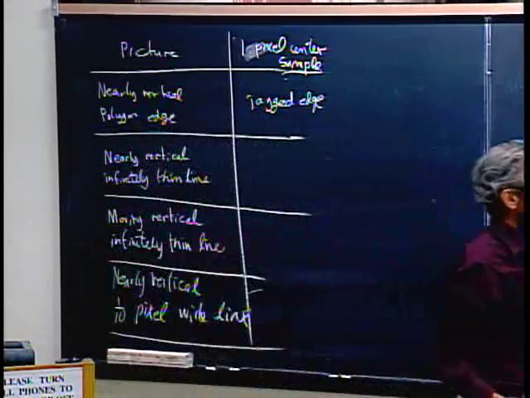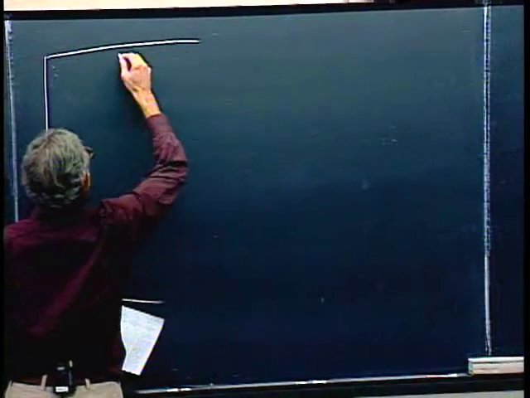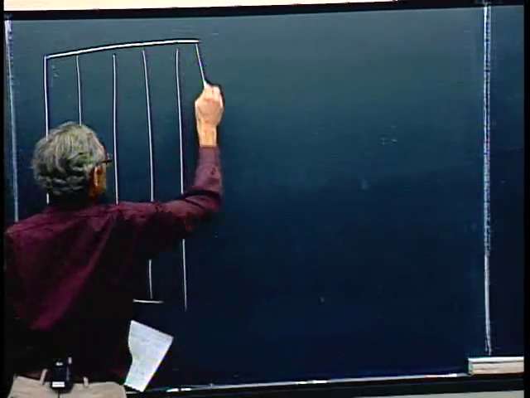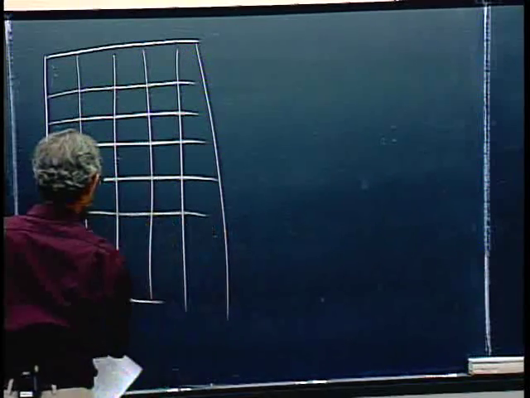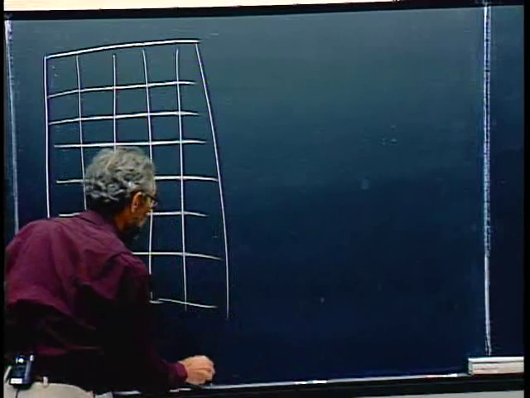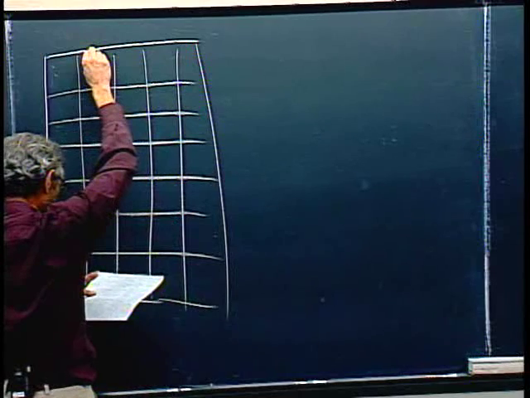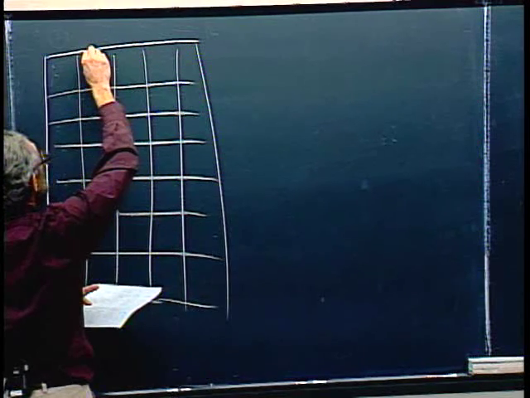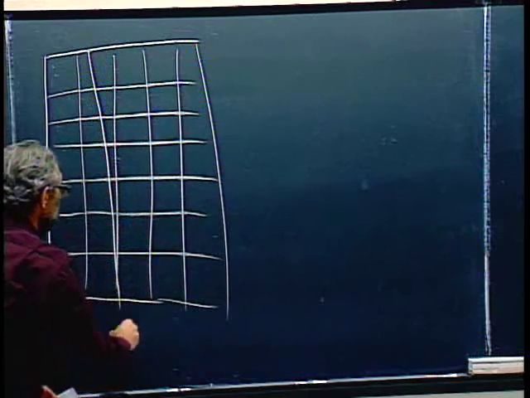And the next example I want to talk about is, maybe I'll put it on this board. Here is my pixel array. I should have probably pre-drawn these pixel arrays instead of pre-writing my other stuff. And I have an infinitely thin, what did I say? Nearly vertical, infinitely thin line. So I have the same, it's not a polygon edge, it's an infinitely thin line.